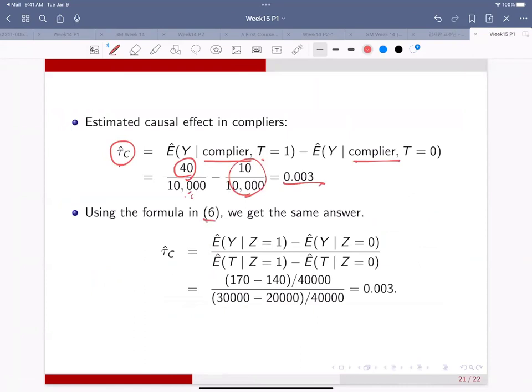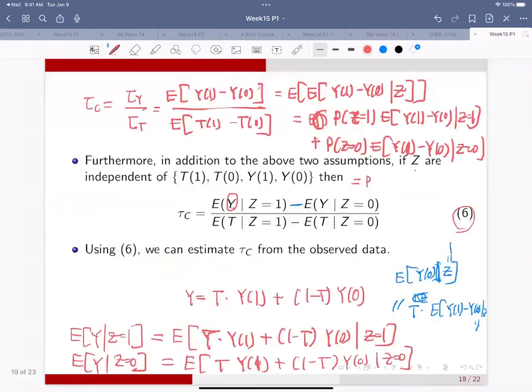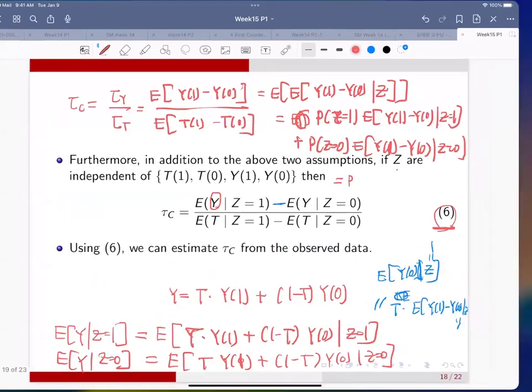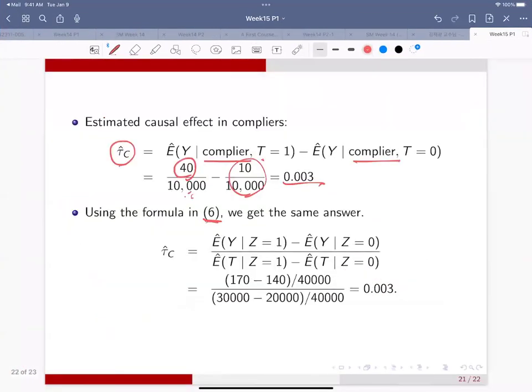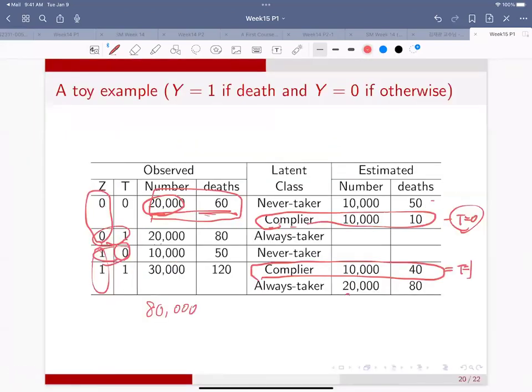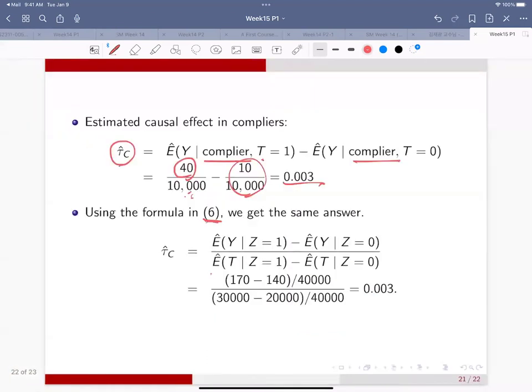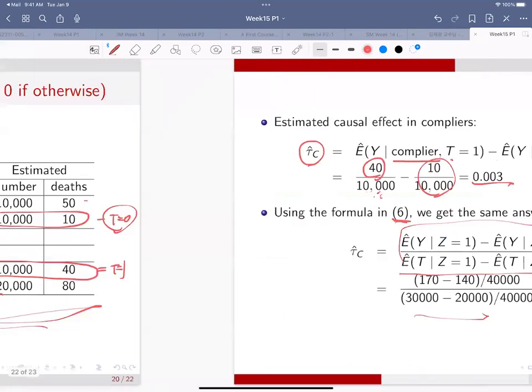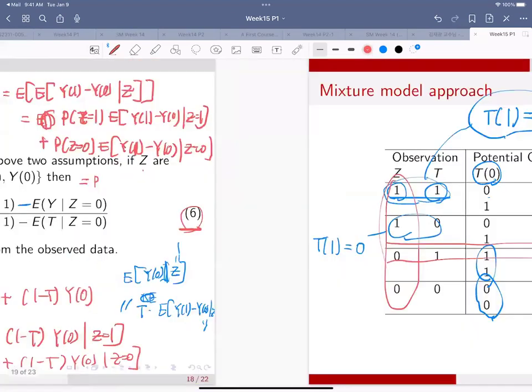Or we can use this formula 6, then you can do the same thing. You can basically use only the observable data, without really walking through this partition. You apply this formula and obtain the same answer. So that is the idea, but I forgot how to derive it.